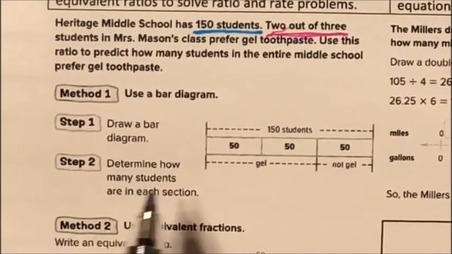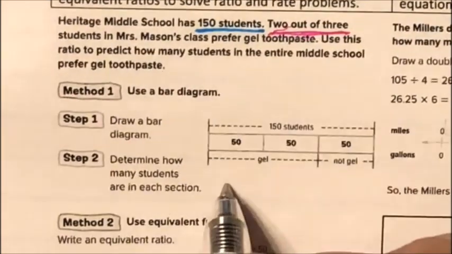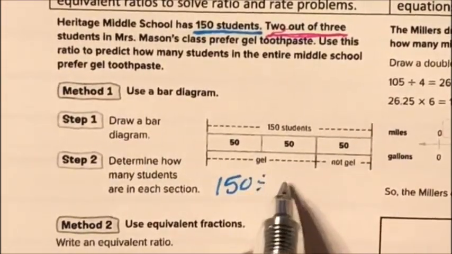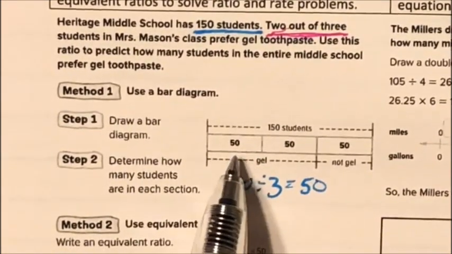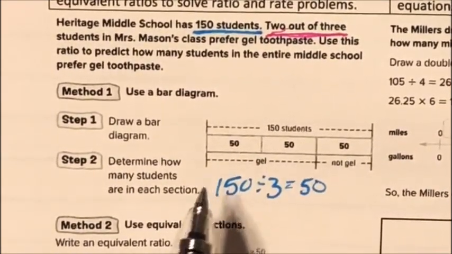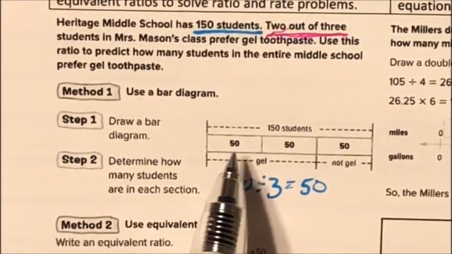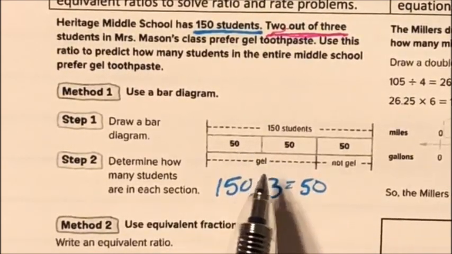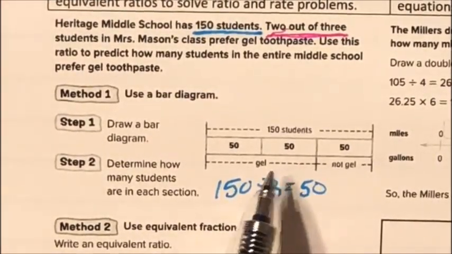Determine how many students are in each section. There's 3 sections, 150 divided by 3 is what gives me 50. So that tells me how many students are in each section. So we could guess that approximately 100 students would prefer gel toothpaste out of the entire middle school.